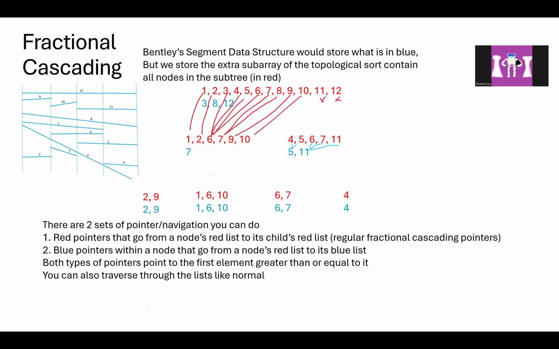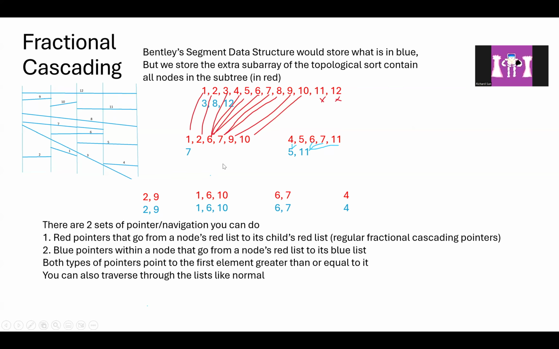And in my research, on top of that, we will add fractional cascading. So again, we have Bentley's data structure here in blue, the same as from the last slide. And on top of that, we now have these red numbers. What are these red numbers? These red numbers are the topological sort we were talking about from before. But at each node, you only store the numbers that appear in the subtree in blue. So here it's 1, 2, 6, 7, 9, 10 in red, and here, as you can see, it's 7, 2, 9, 1, 6, 10 in blue.